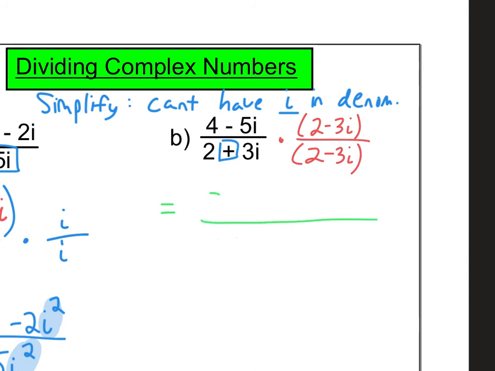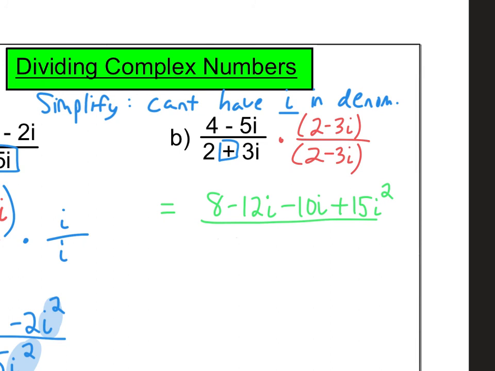4 times 2 is 8. 4 times the minus 3i is minus 12i. Minus 5i times 2. And then minus 5i times minus 3i is plus 15i squared. Okay, and we'll clean that up in a minute.